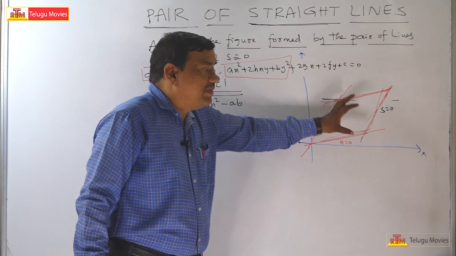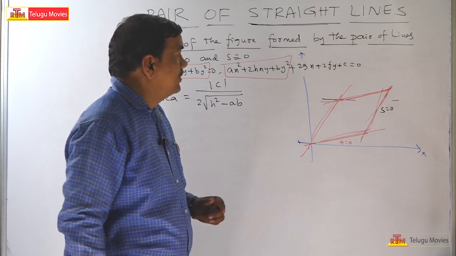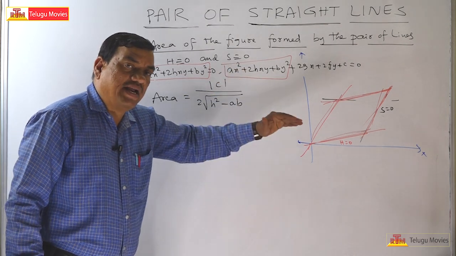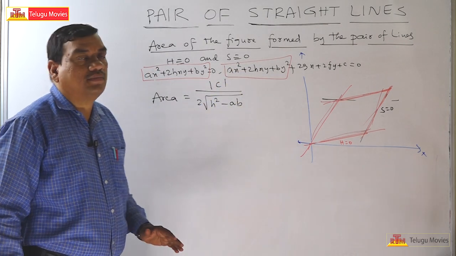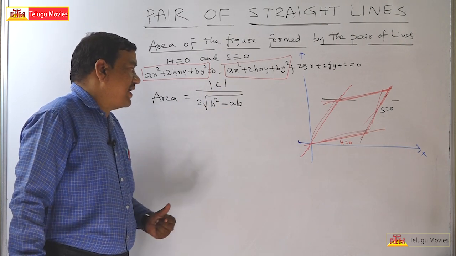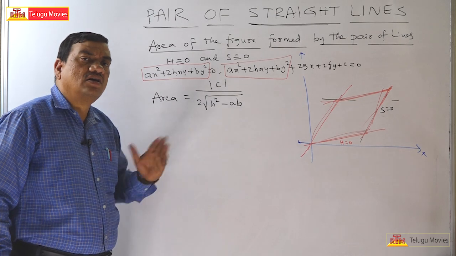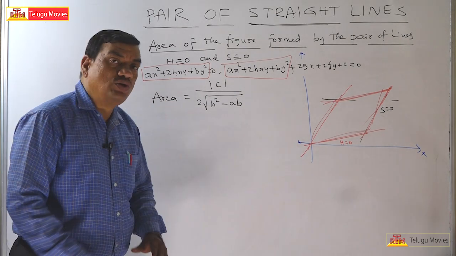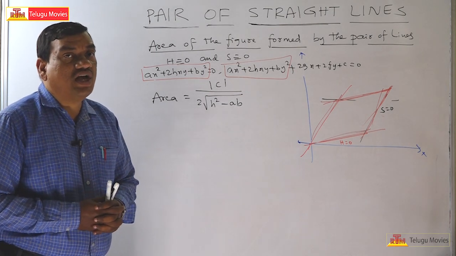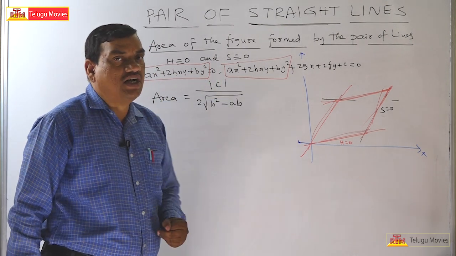Whether it is a parallelogram or a rectangle depends upon the conditions we already discussed. Whatever the figure may be, parallelogram, rectangle, rhombus or square, the area is given by modulus of C by 2 root of h square minus AB. C we take from here; h is the same in both the equations, and A and B are also the same. That is the formula to find the area of the figure formed by these lines. I hope that you understand this concept.